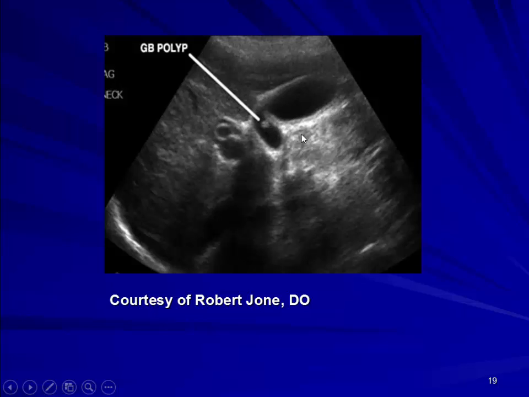Over here is also another image of what was found out to be a polyp. You can see that it is not showing any acoustic shadow, and again you have to scan this patient in different positions.